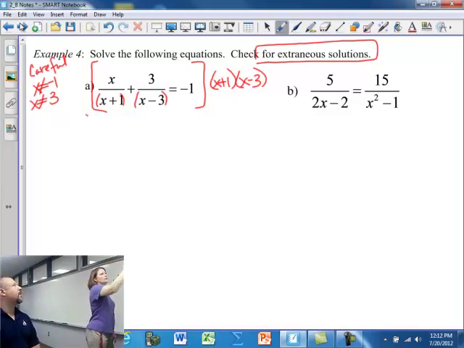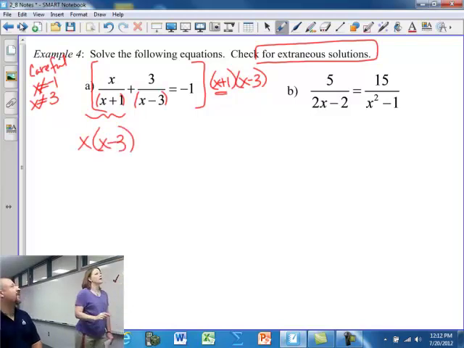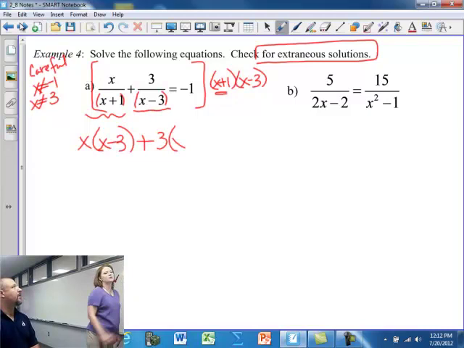So in the first chunk, the x plus 1 will cancel, and we're going to have the x left over from the top times the x minus 3 left over from the LCD. And we'll use it in the middle again. And in the second chunk, the x minus 3 will cancel, and we'll have the 3 times the x plus 1. On the right side is where people make the most mistakes.